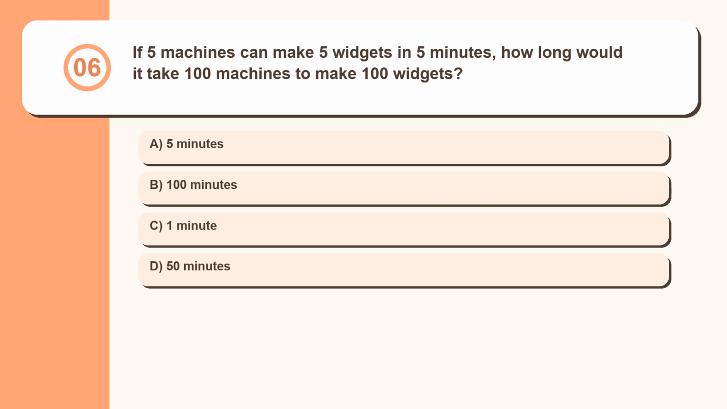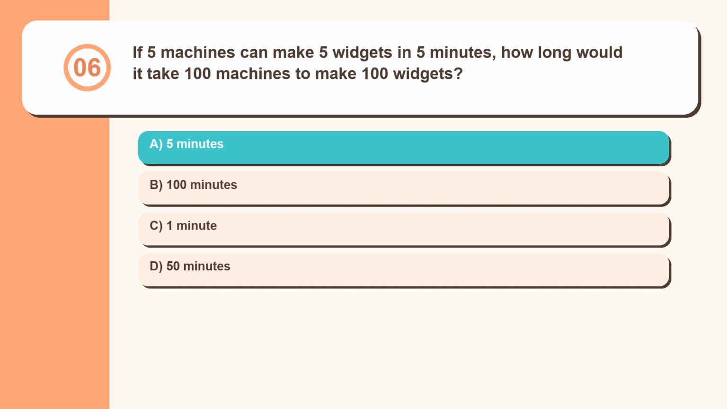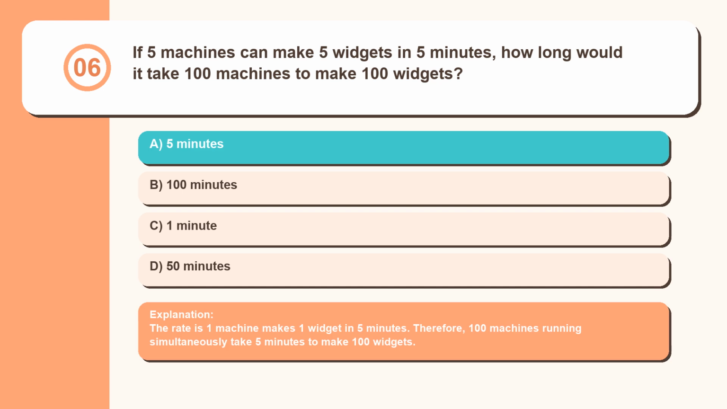Question 6. If 5 machines can make 5 widgets in 5 minutes, how long would it take 100 machines to make 100 widgets? 5 minutes, 100 minutes, 1 minute, 50 minutes. The rate is 1 machine makes 1 widget in 5 minutes. Therefore, 100 machines running simultaneously take 5 minutes to make 100 widgets.